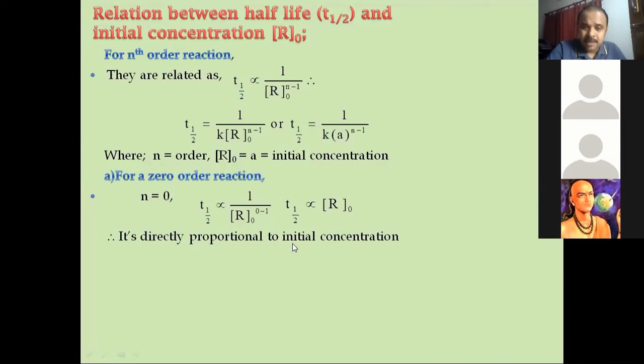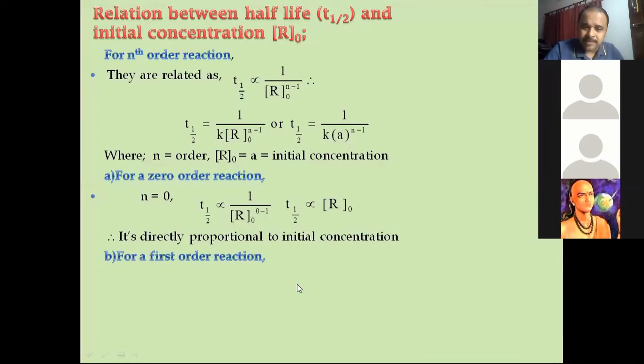Right? From this also. But if they ask you to prove that half-life of zero order is directly proportional to initial concentration, or half-life of first order is independent of initial concentration, you should not use this method. This is only a shortcut. You have to use, in the board exam, only that method. That is incorporating the conditions of half-life into the integrated rate equation. That only you have to do, not this.